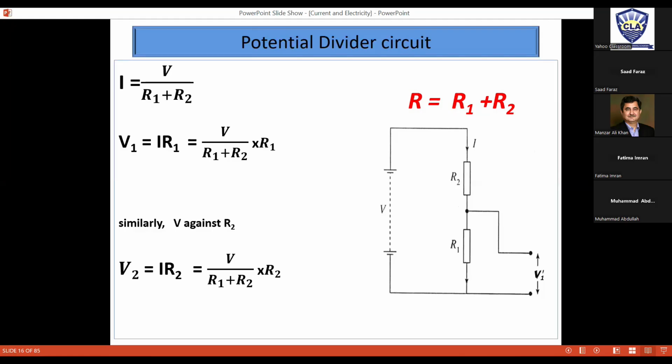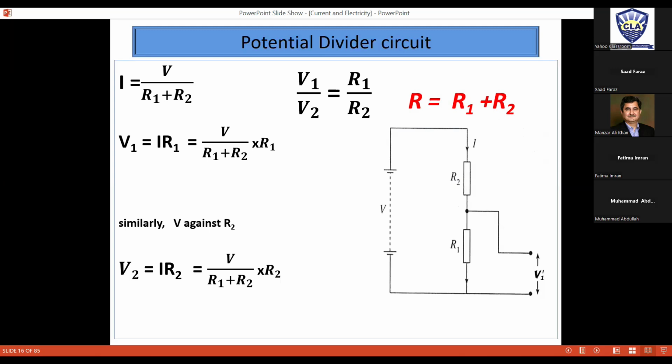Now if I divide V1 by V2, what do I get? I get R1 over R2. In other words, the voltage is divided in the same ratio as the resistor, because if you divide V1 by V2, I cancels out and we get R1 over R2. This is the reason why we call it a potential divider circuit, but actually it is the two resistors in series. इसको सॉल्व हम बिल्कुल वैसे ही करेंगे जैसे टू रेजिस्टर्स इन सीरीज को करते हैं.